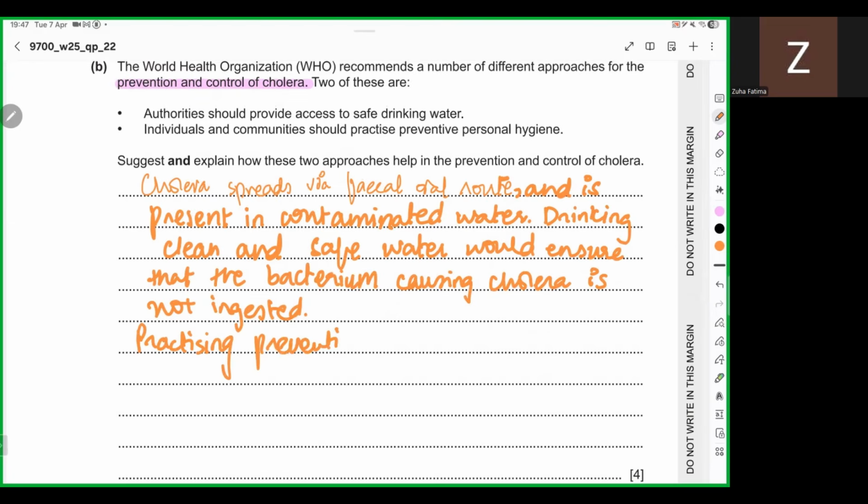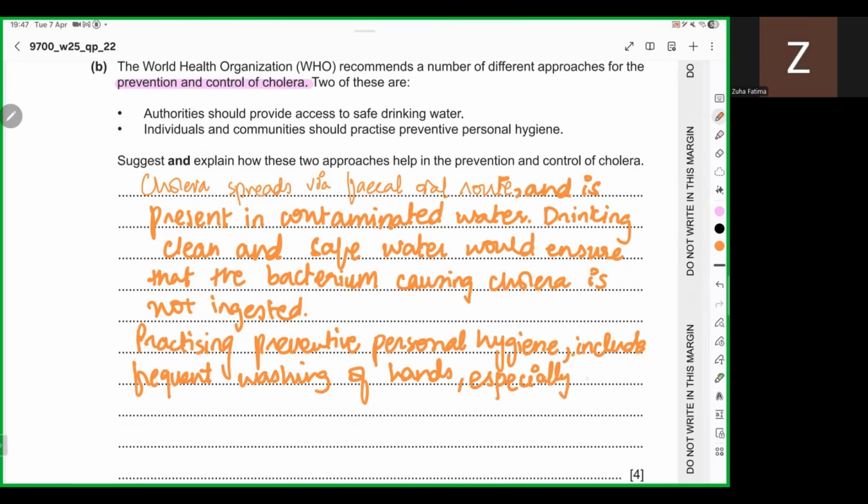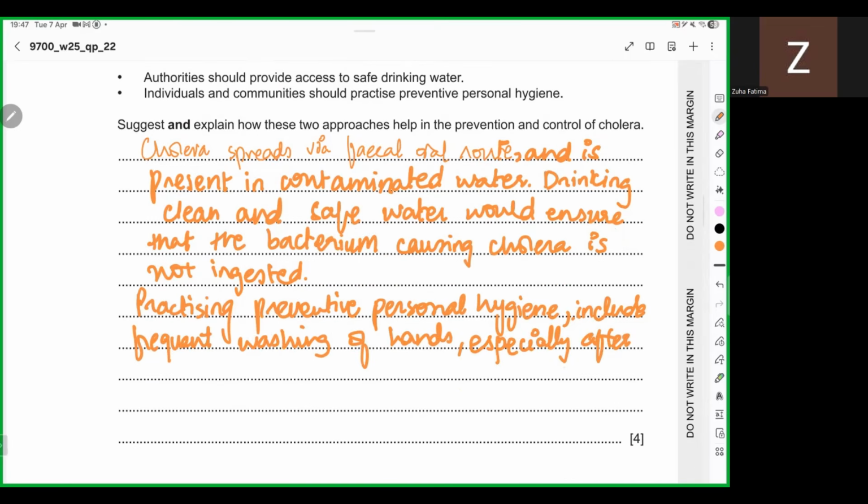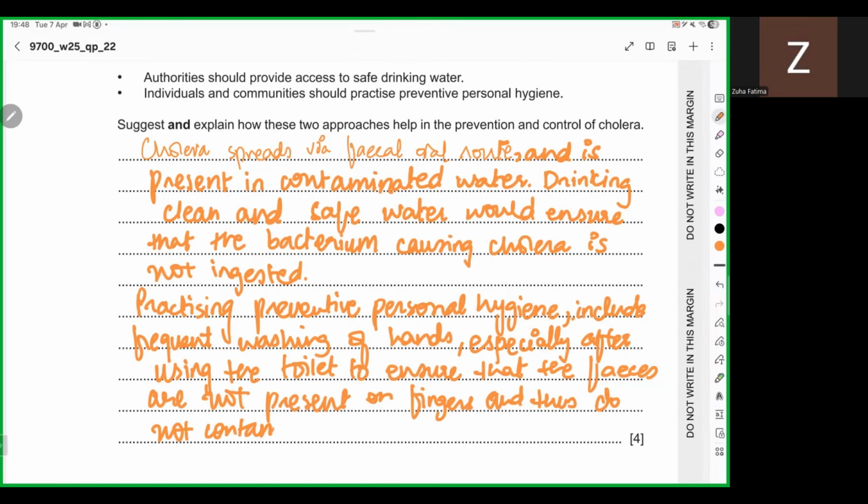Practicing preventive personal hygiene includes frequent washing of hands, especially after using the toilet, to ensure that the feces are not present on food or water.